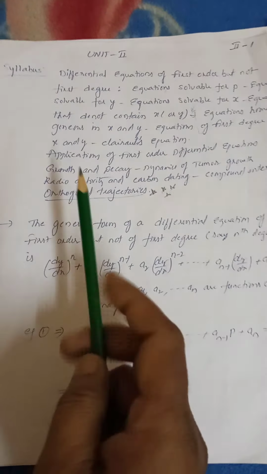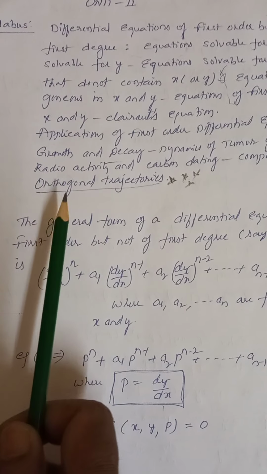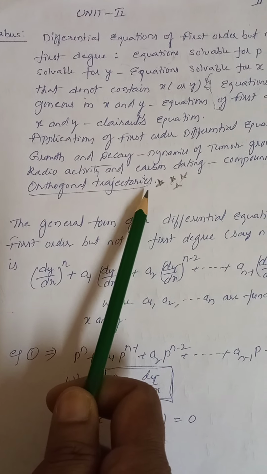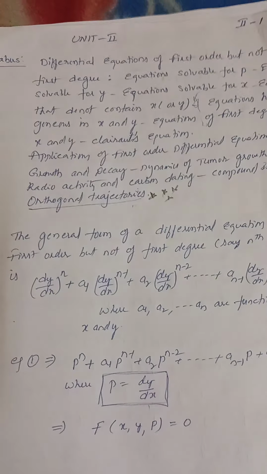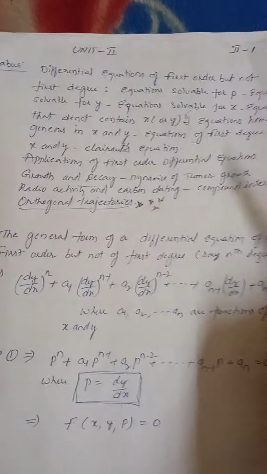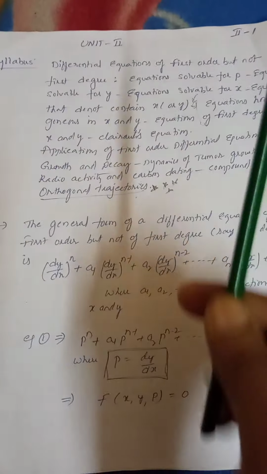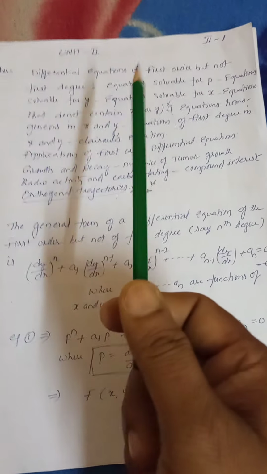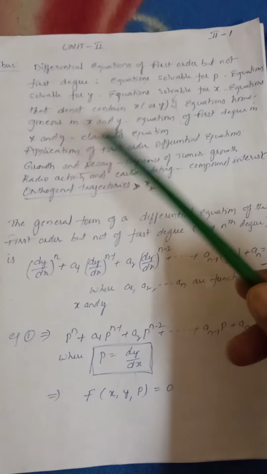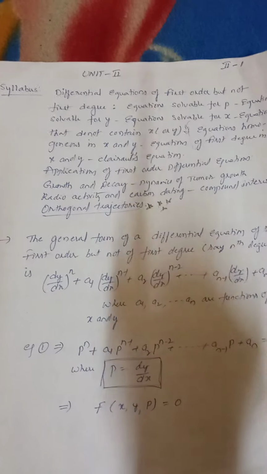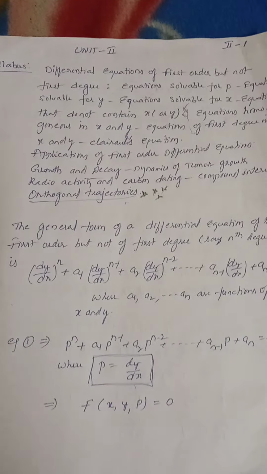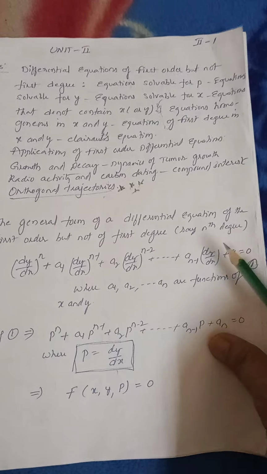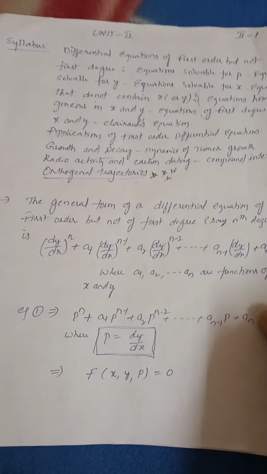Now, in the main examination, this question is compulsory. Orthogonal trajectories is a very easy topic, and you will 100% get this question in the main examination, right? Now first of all we are going to discuss the first topic, that is, the main heading is differential equations of first degree only, so first order only, right? In the entire chapter we are going to discuss differential equations of first order but not first degree, right?